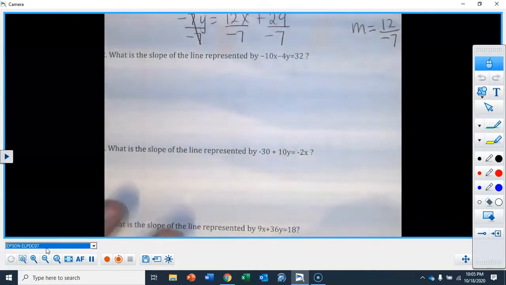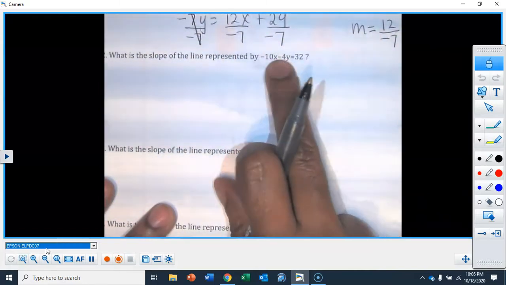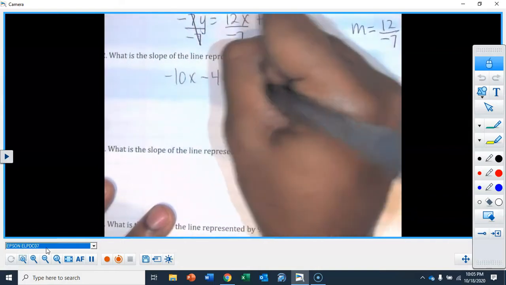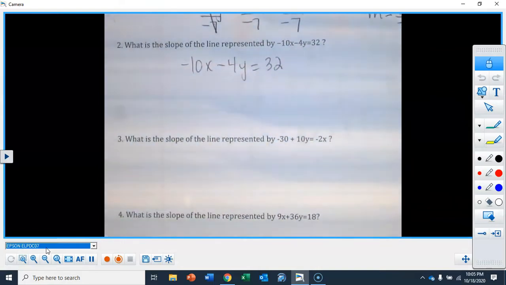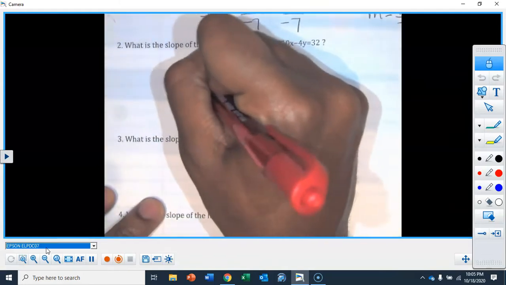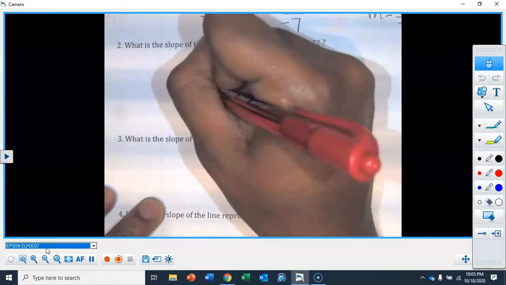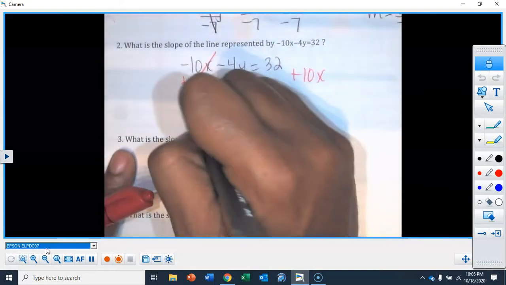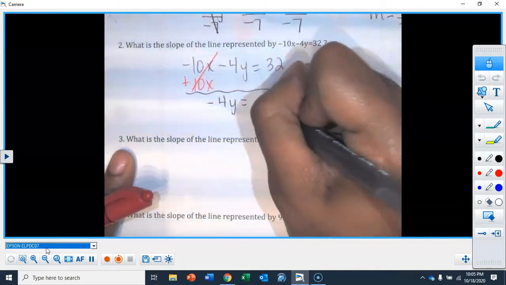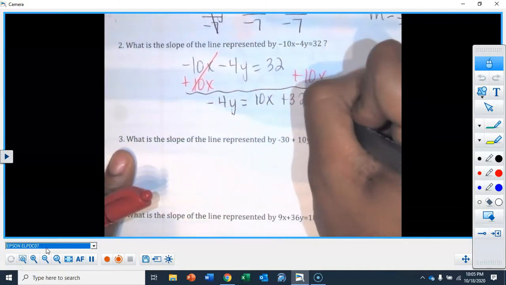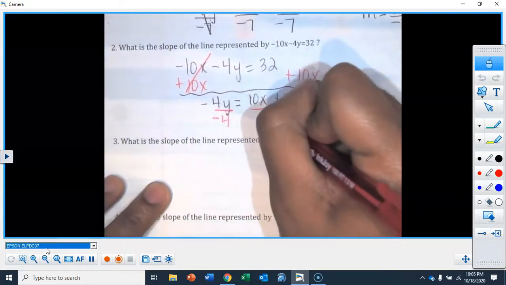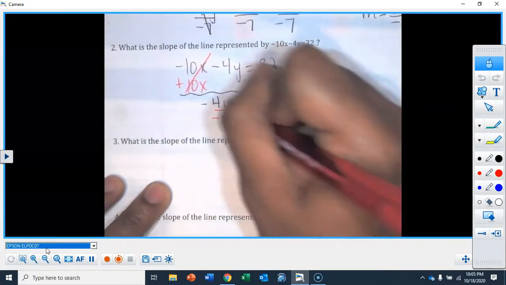Next one. This is again in standard form because I have an x and a y on the same side. So I'm going to rewrite this. Okay, again, I want to move the x term to the right side. You have to change the sign. So let's add 10x, add 10x. That's gone. And now we're going to drop down. The negative 4y is equal to positive 10x plus 32. I want to get rid of that negative 4, so let's divide by negative 4 to each term.